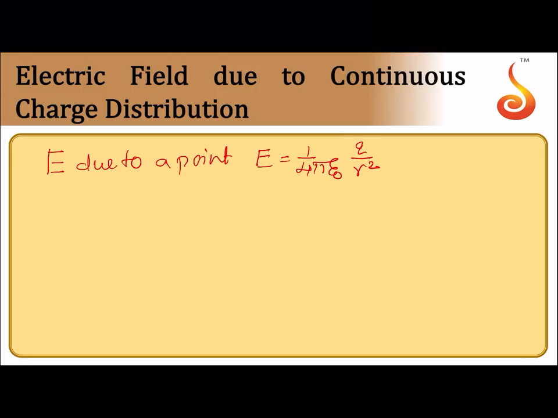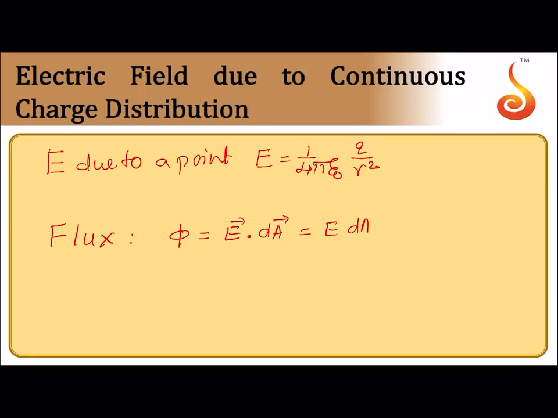Then what did we do? We learned something about electric flux. And just recall that the electric flux is given by E dot dA, where E is electric field vector, dA is area vector, and this can be written as E dA cos theta, where theta is the angle between electric field vector and area vector. And what is this flux? Is it a scalar or is it a vector? It is a scalar quantity.